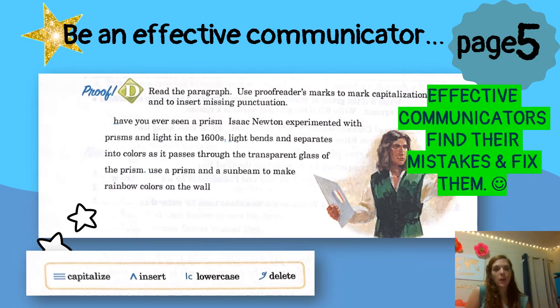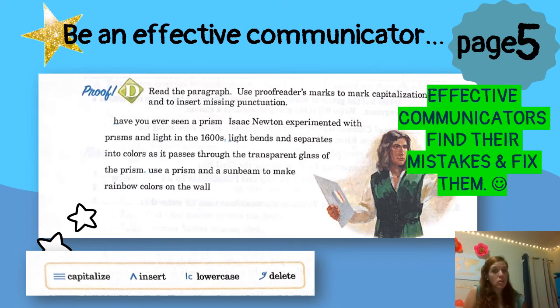Okay, here we go. Be an effective communicator. Again, this time why? We're not writing anything, Miss Jessica. No, but look what it says in the green. Effective communicators find their mistakes, your errores, and you do what? You fix them. Okay, so you arreglar them. You don't go, well, whatever. I know I'm supposed to put a capital letter, but I'm not going to put one. I know I'm supposed to put a punto, but I don't really care.